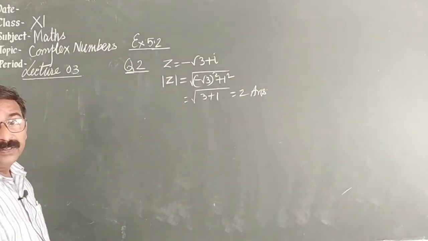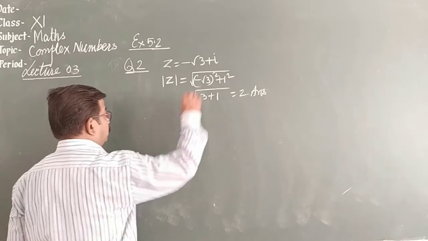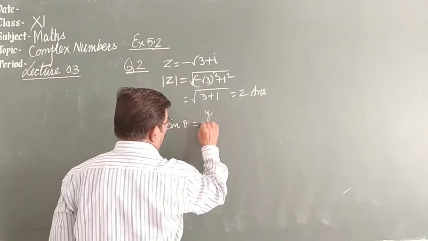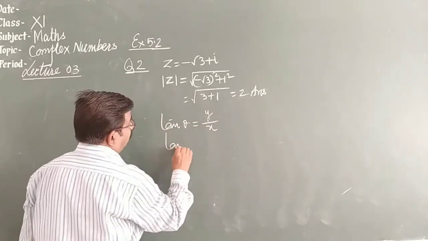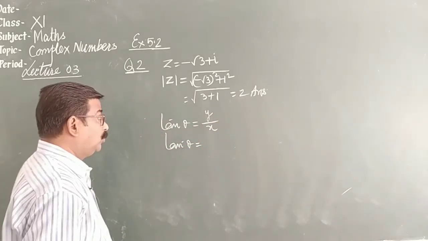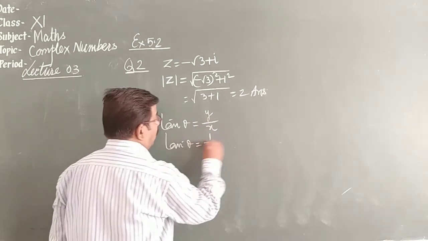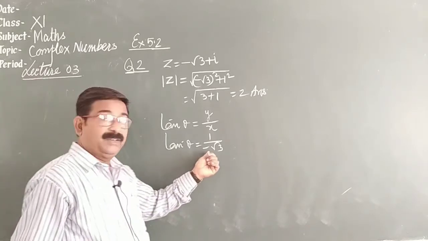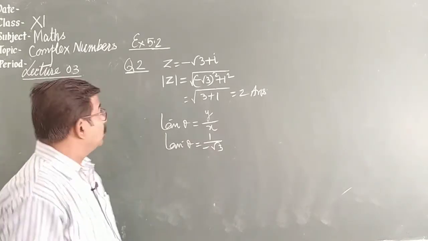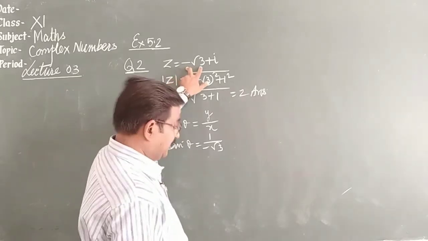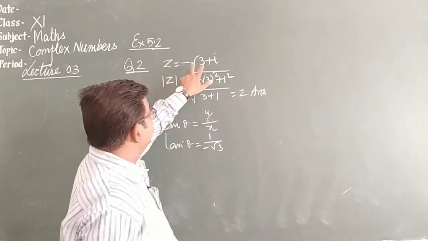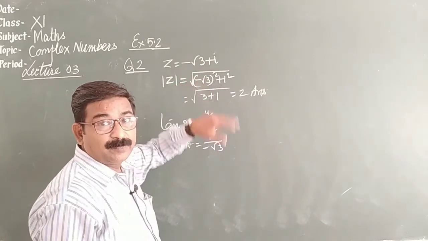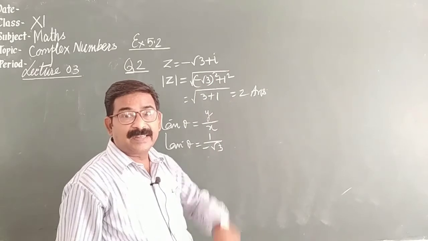Now we have to find the argument. So tan theta is equal to y upon x. Tan theta is equal to 1 upon minus root 3. It is negative, so either it may be in the second quadrant or the fourth quadrant. So in which quadrant? Check this. X is negative and y is positive. So it is in the second quadrant.